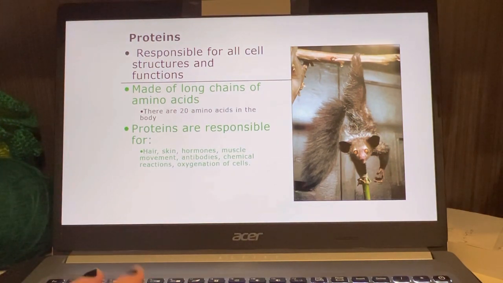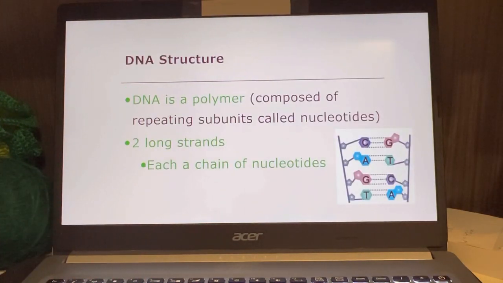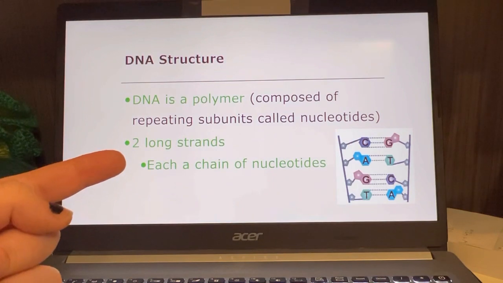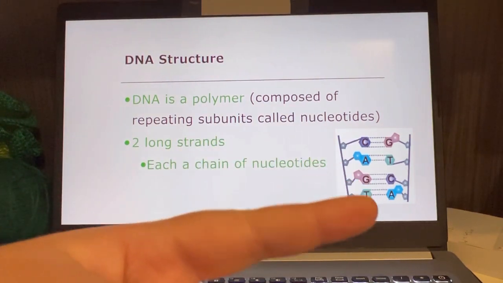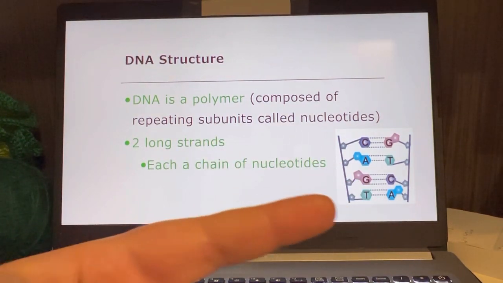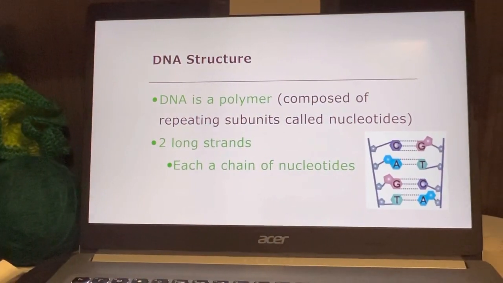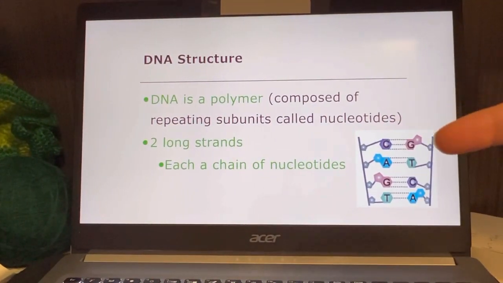Right. Next, the structure of DNA. DNA is a polymer. A polymer is something that's made of repeating subunits. The repeating subunits are called monomers. In the case of DNA, they are nucleotides. So there are two long strands right next to each other, and each is a chain of nucleotides, like this here. One chain, two chain.